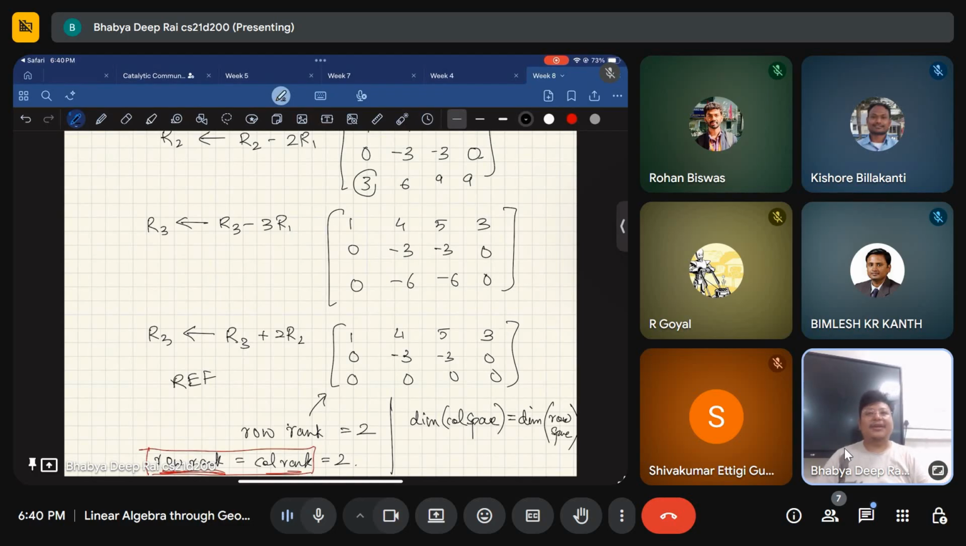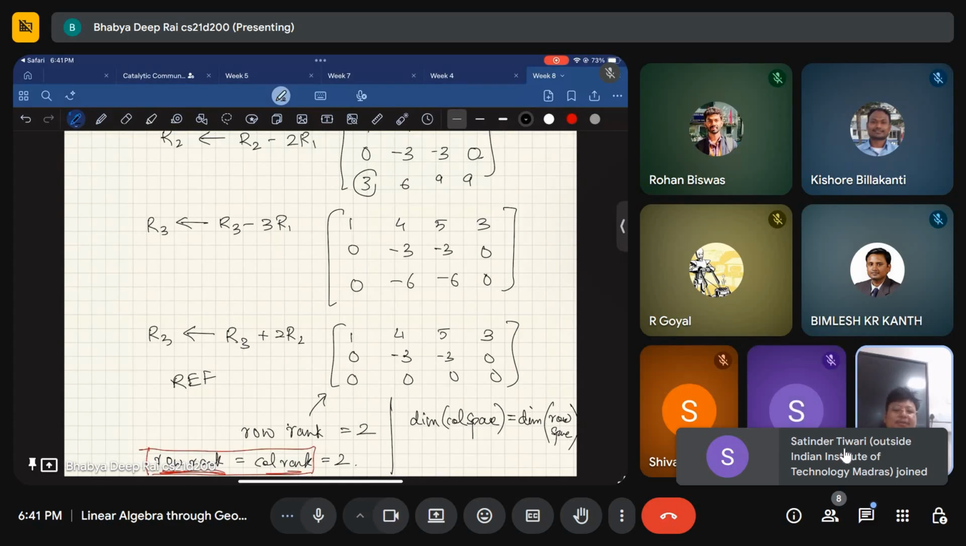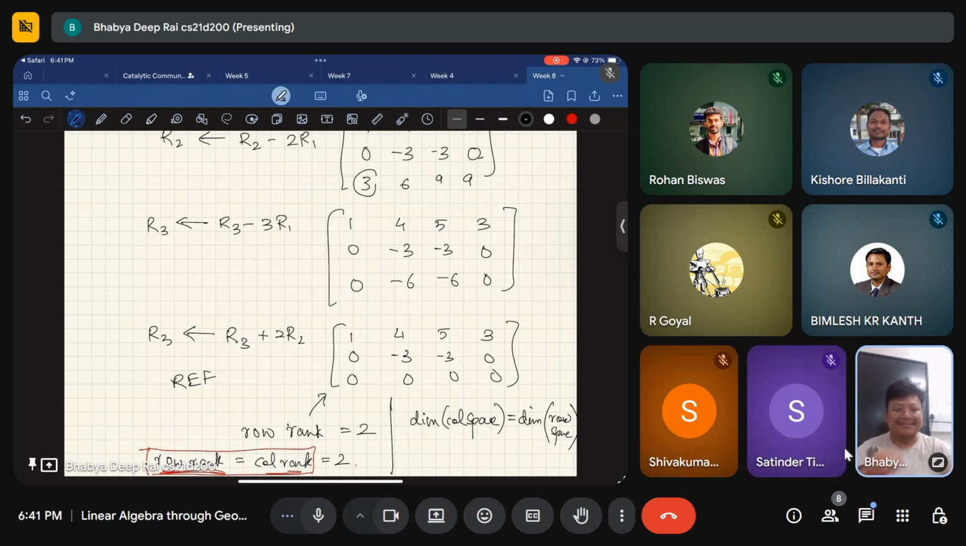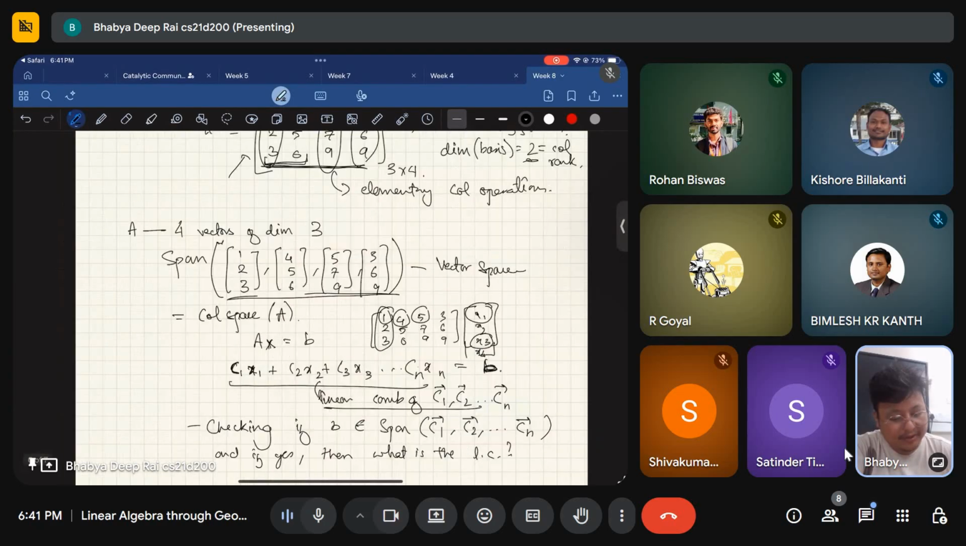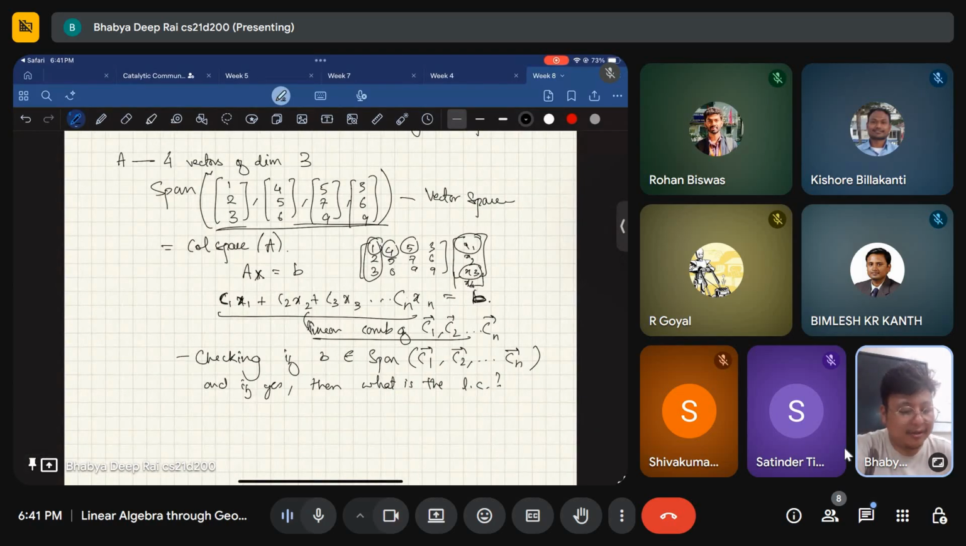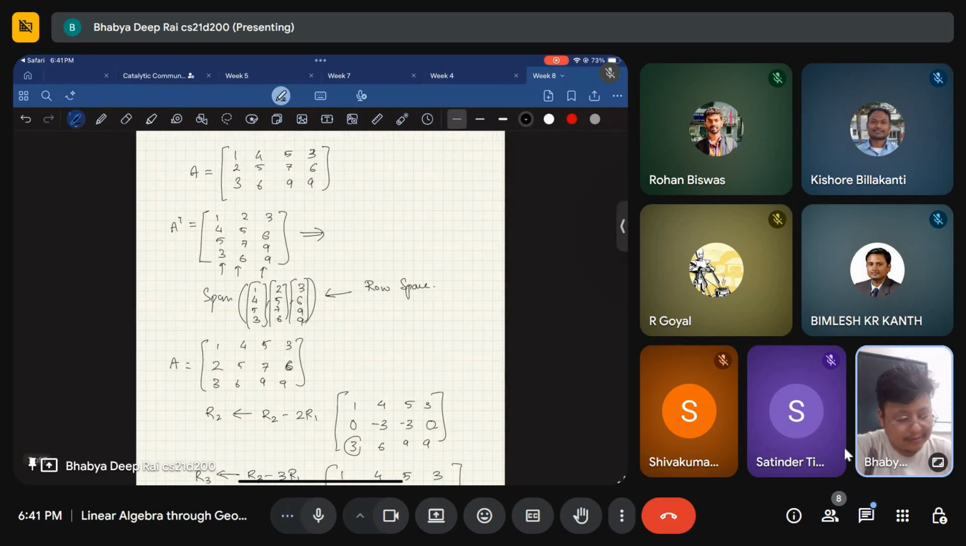This is the reason why even when you do column operations, you will still be able to solve the system of equations. Even if you do the row operations, you'll be able to solve the system of equations, provided that you don't mix them. On the same process, you don't start doing row and column operations at the same time. Okay, so this is all said and good. Now we see the relationship between row space and column space.